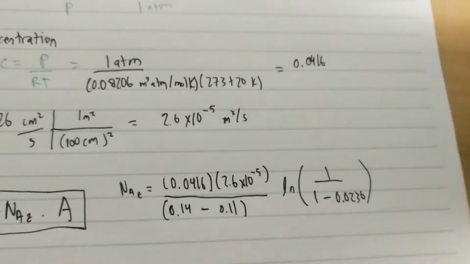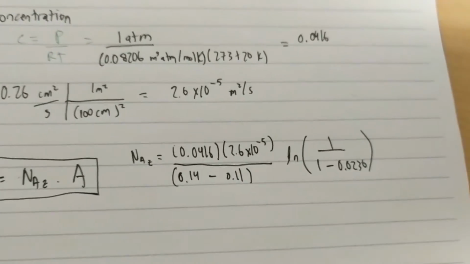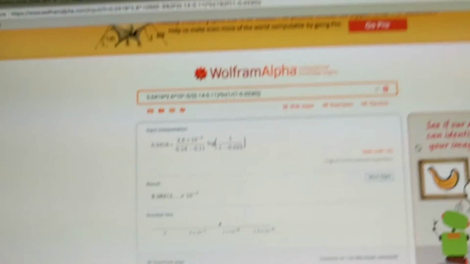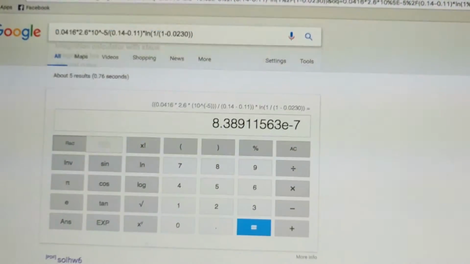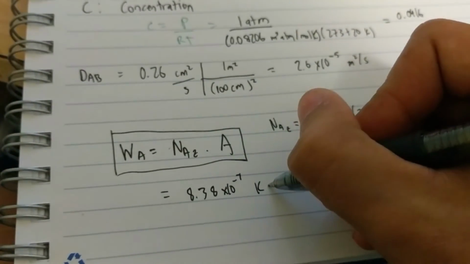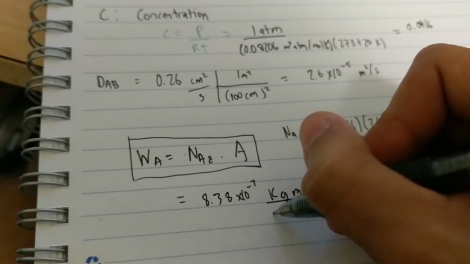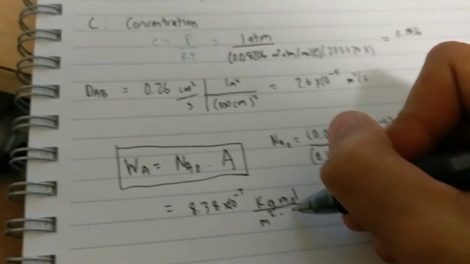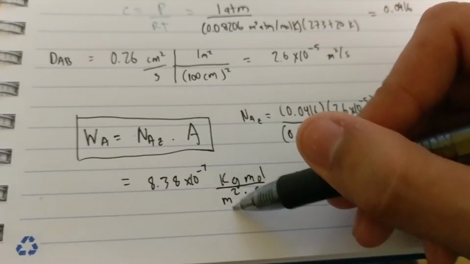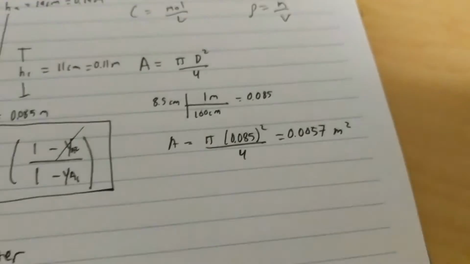Okay, so plugging in all the numbers, this is what the equation would look like, which you can either do on a calculator or even just simply on Google. Get the same answer for everything. A really small number, to the -7. So this has units of kilogram moles per meter squared, which is the area per second. If we want to cancel out the area, we can simply multiply it by the area. And the area we found is that.